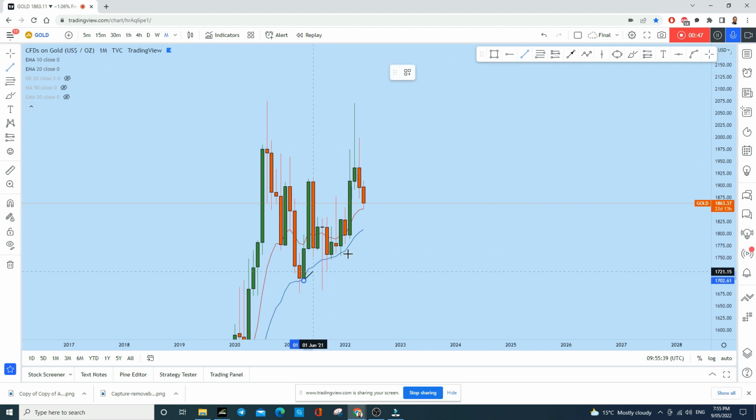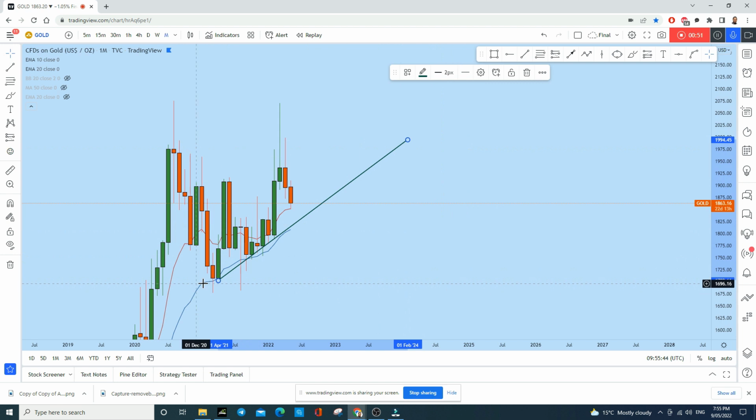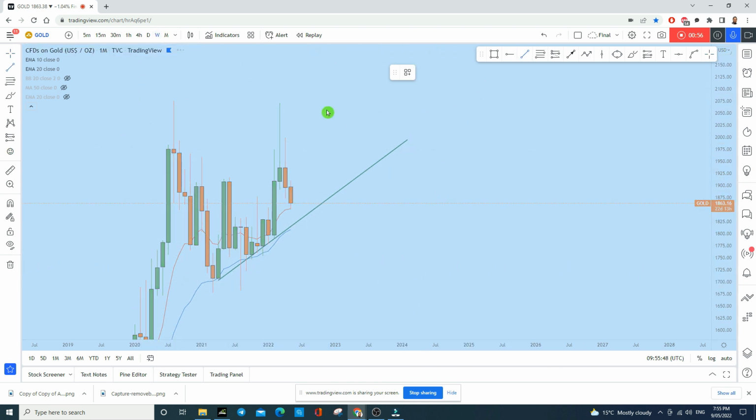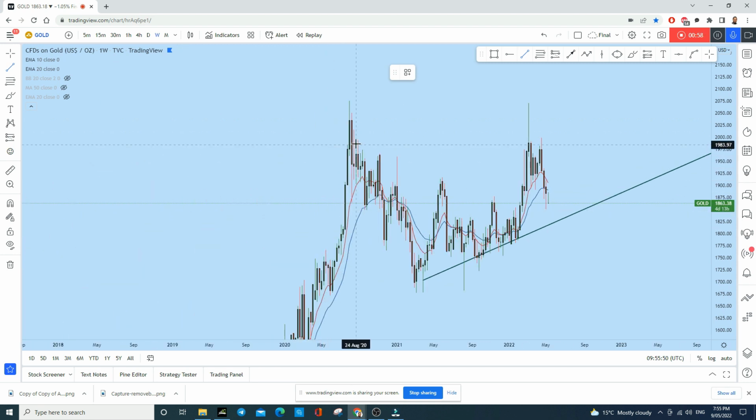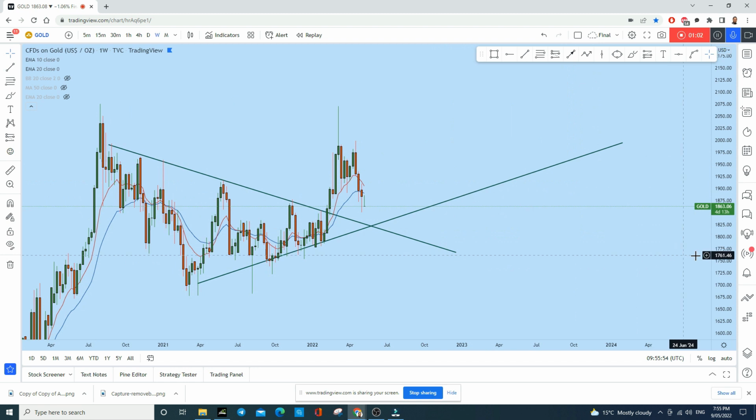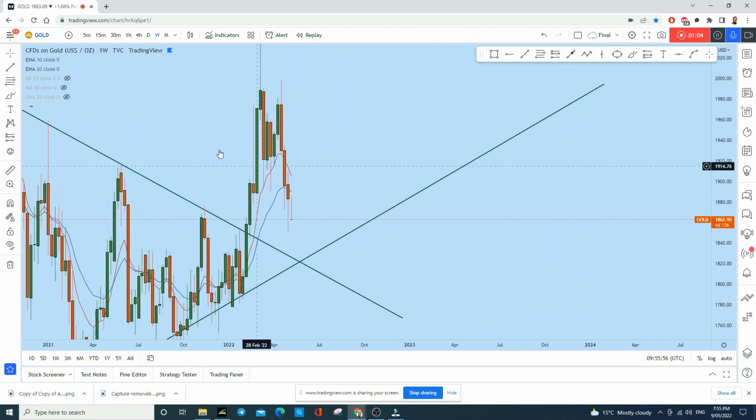Now if you see, this is the monthly time frame, and if we draw a smooth trend line, this is the level of support here on the monthly. And if you go to the weekly time frame, we can see the resistance on the weekly as well. It's very narrow. So this is where we can expect gold to come back.